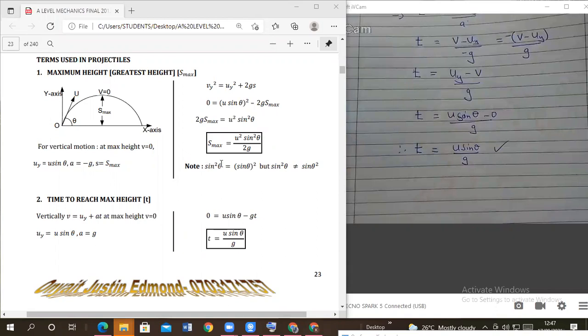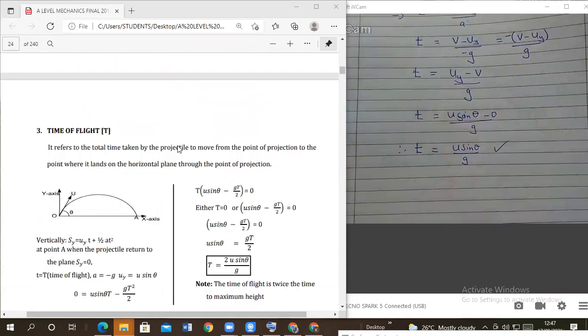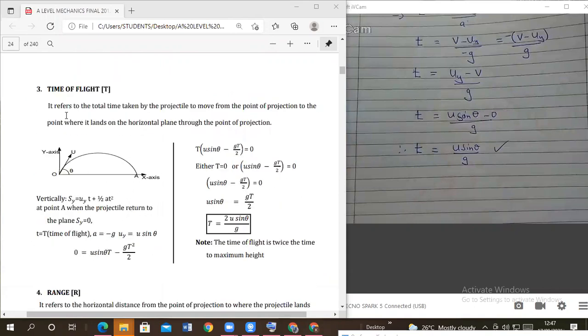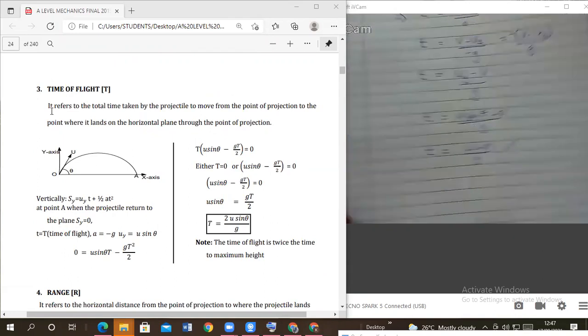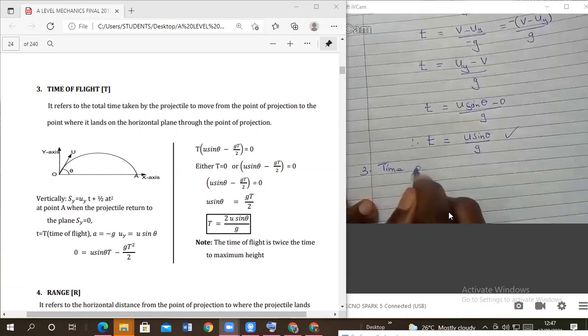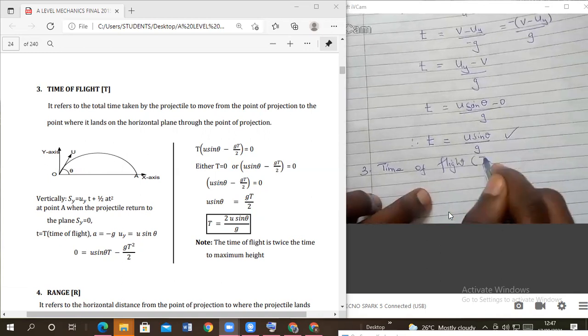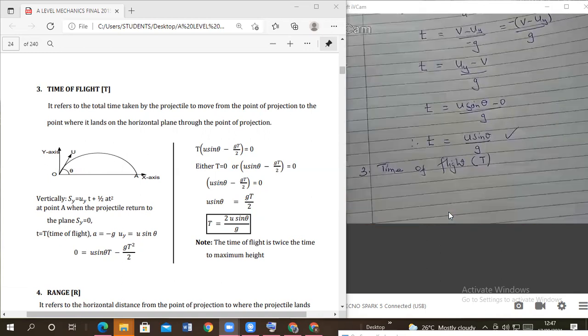Yes. Always remember that. Let's go to number 3, time of flight. That is what we call time of flight, and we use capital letter T.